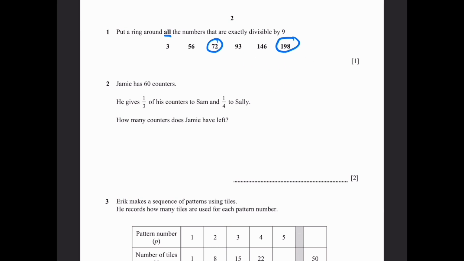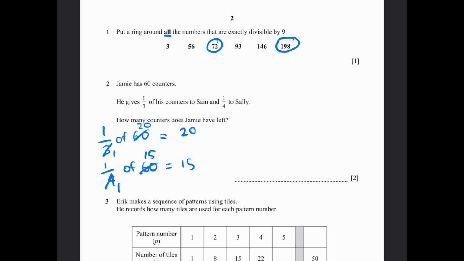Question number 2. Jeremy has 60 counters. He gives 1/3 of his counters to Sam and 1/4 to Sally. How many counters does Jeremy have left? So first we find out what's 1/3 of 60. We can divide this by 3 and it'll become 20. 1/4 of 60, we can divide this by 4 and that'll be 15.